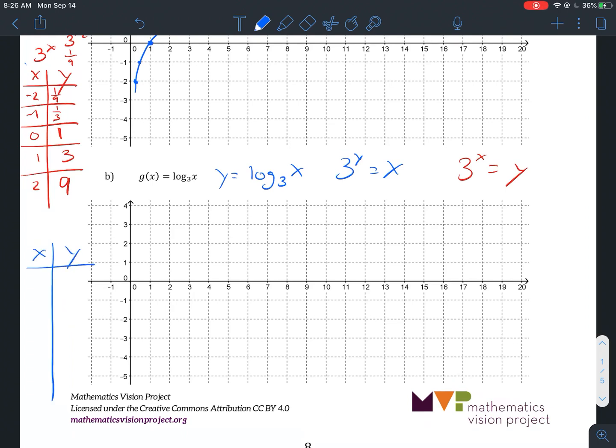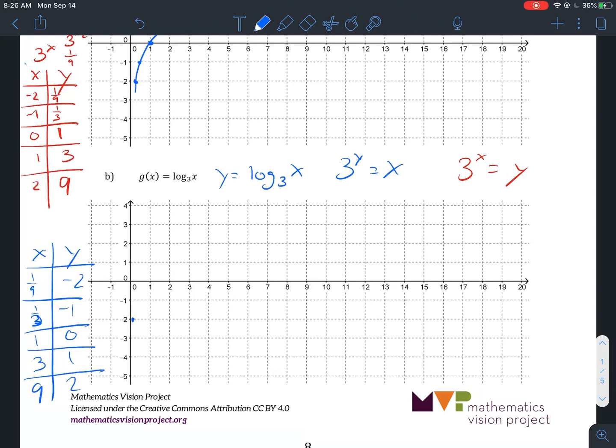Now we have to make our log graph. Remember, these are inverses, so all we have to do is swap the x and the y values. So we get 1/9, 1/3, 1, 3, and 9. And then we've got -2, -1, 0, 1, and 2.